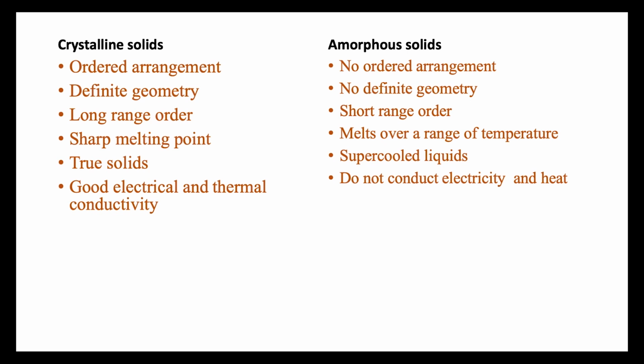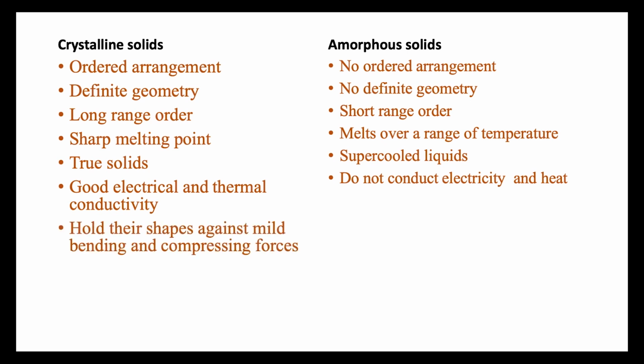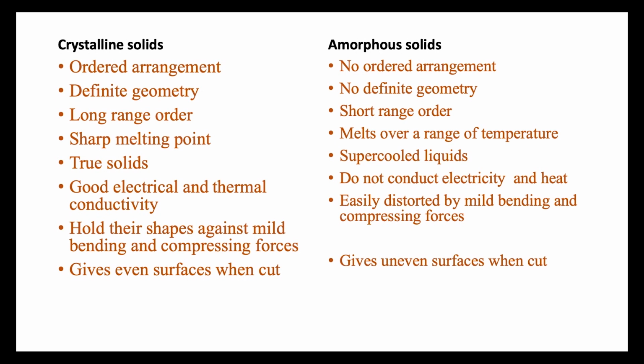Crystalline solids have good conductivity unlike amorphous solids. They hold their shapes against mild bending and compressing forces, while amorphous solids are easily distorted. Crystalline solids give clean surfaces when cut by a sharp edged tool, unlike amorphous solids which give an uneven surface. And you have already understood an important difference between these two types of solids. That is, crystalline solids are anisotropic, whereas amorphous solids are isotropic.